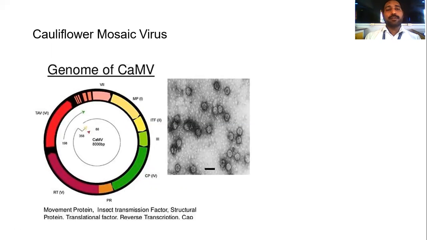This is another important virus vector, the cauliflower mosaic virus. They have provided the genome of the cauliflower mosaic virus here, and they have not given the detailed structure like the earlier one. So here we have the genome of the cauliflower mosaic virus, and you can see that different genes are present in this virus.